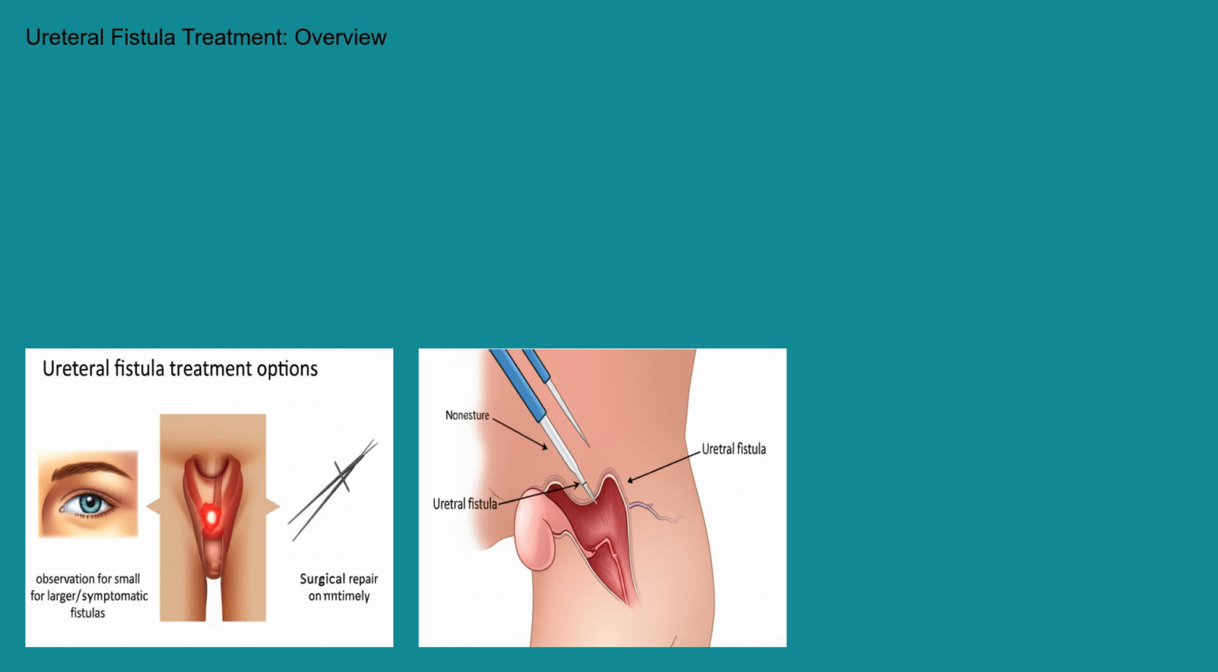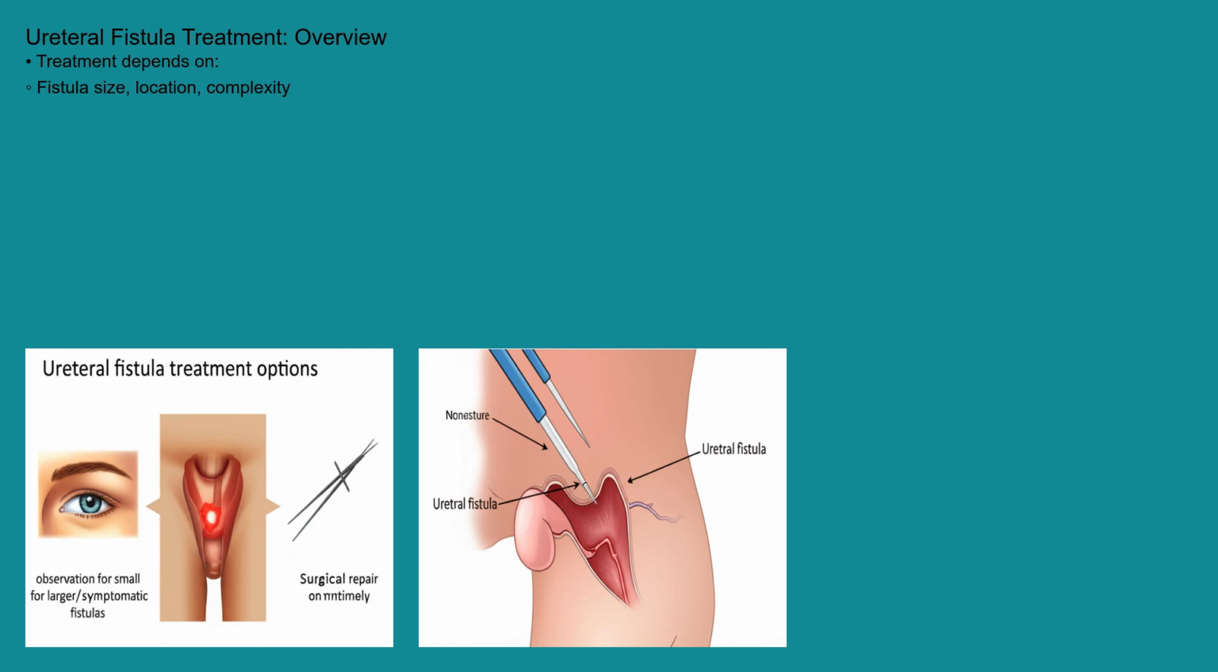Treatment and management of ureteral fistulas depend on the size, location, and complexity of the fistula, as well as the patient's overall health. Small asymptomatic fistulas may resolve spontaneously with conservative management, which includes bladder drainage via a catheter to allow the ureter to heal. Larger or symptomatic fistulas typically require surgical intervention. Surgical options include open surgery, laparoscopic surgery, and robotic-assisted surgery. The specific surgical approach depends on the type of fistula and the surgeon's expertise. The goal of surgery is to close the fistula and restore the normal anatomy of the urinary tract.